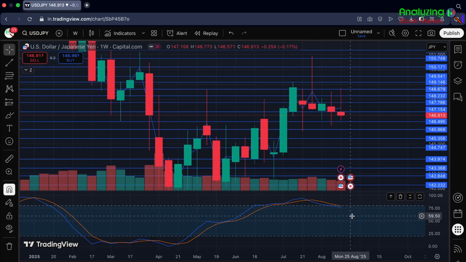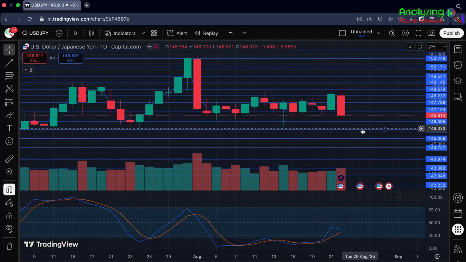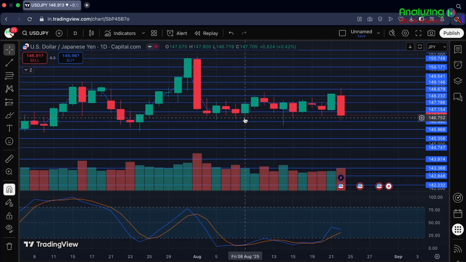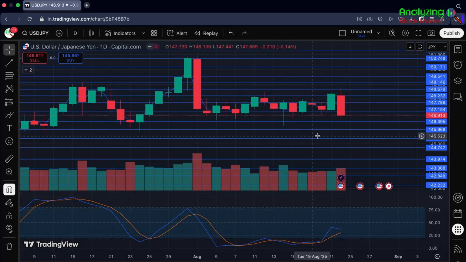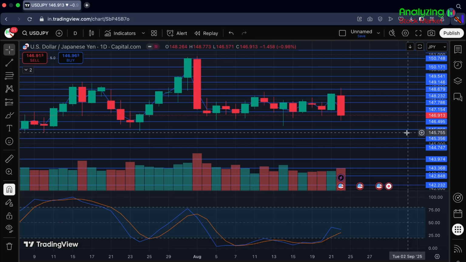So now let's mark some important support and resistance zone on our one-day chart. So as you can see, I have opened the one-day chart and we can see a good big consolidation from 4th August till today, that is 22nd August Friday. We can see a big consolidation in one range. We can see a move in USD JPY. So here I have already marked some important support and resistance zone.